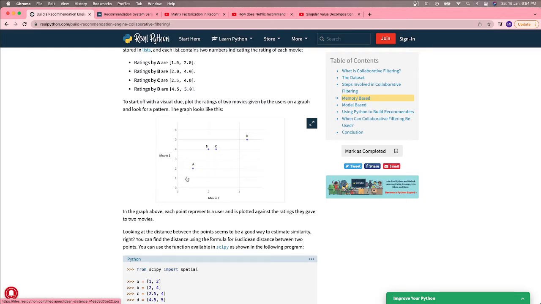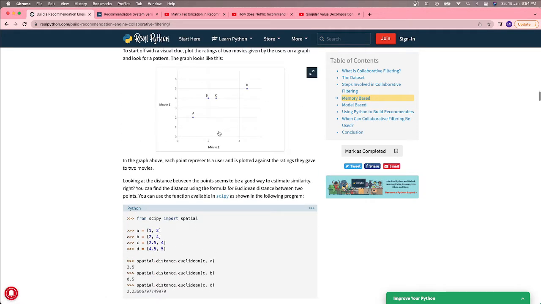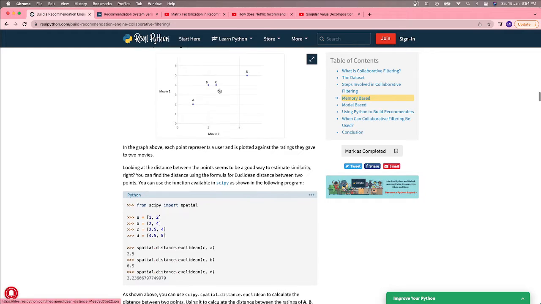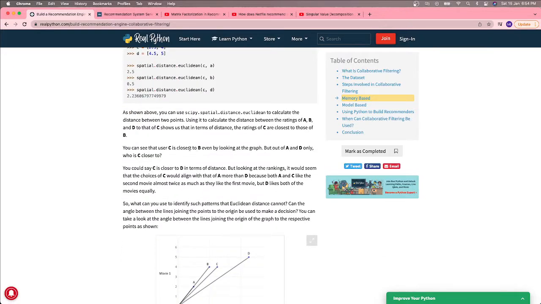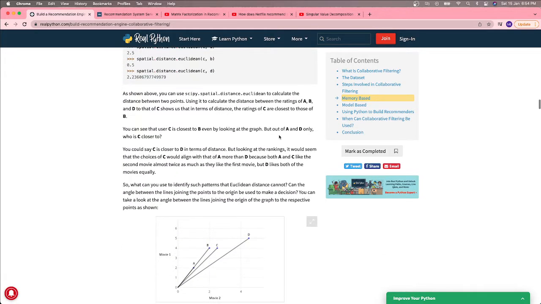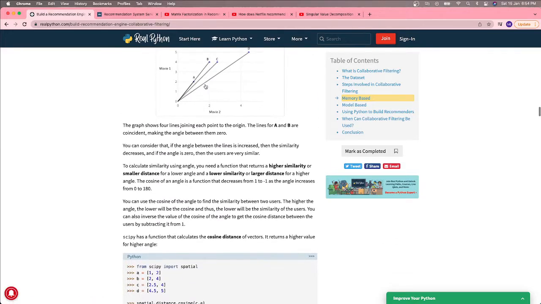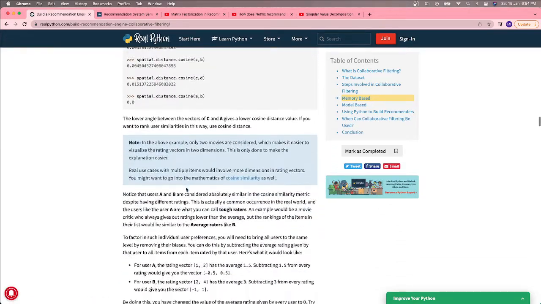We can also use cosine distance, as we see, right? If we talk about C, though D looks closer here, actually A is closer. The reason is that, looking at the ratings, C would align with A more than D, because both A and C like the second movie almost twice as much as the first movie. So that's another way to do this. We can measure this angle using cosine similarity as a distance, right?